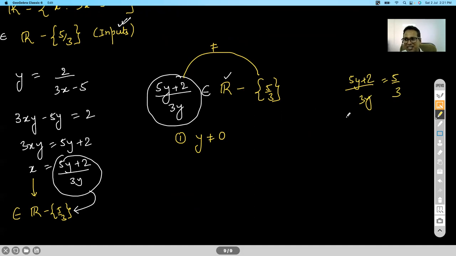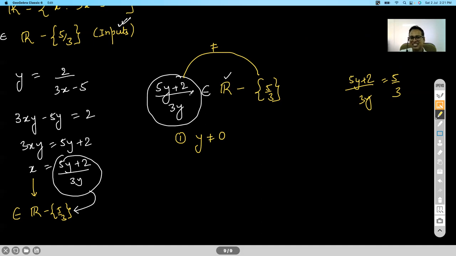Are you able to understand what I'm trying to do? See, this whole thing cannot be 5 by 3, isn't it? So I'm equating it to 5 by 3 to check what value of y is not permitted. Understood? Just type a yes if you have understood what I'm trying to say.